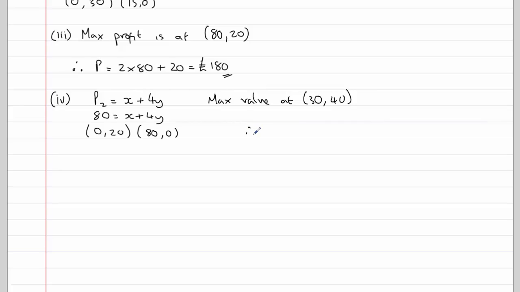So in this case, my profit will be 30 plus 4 lots of 40, which would be £190. But make sure you explicitly answer the question as well. So we would buy 30 palms and 40 conifers.